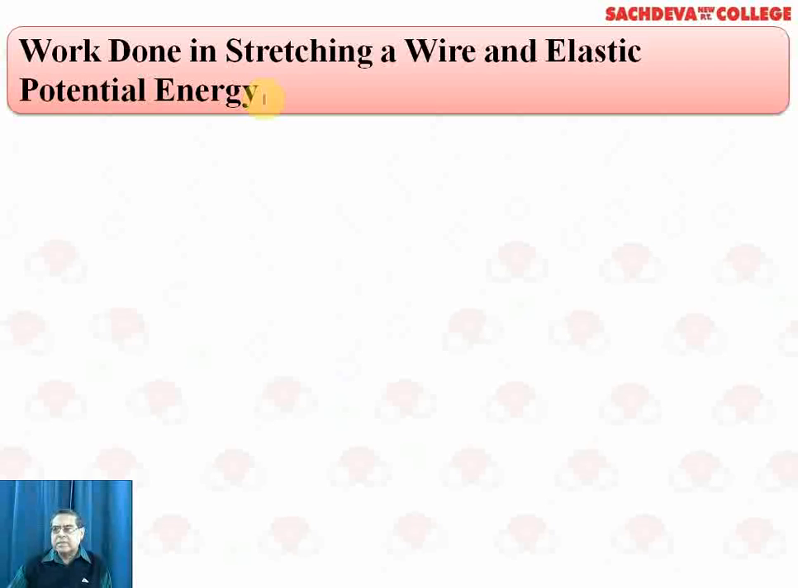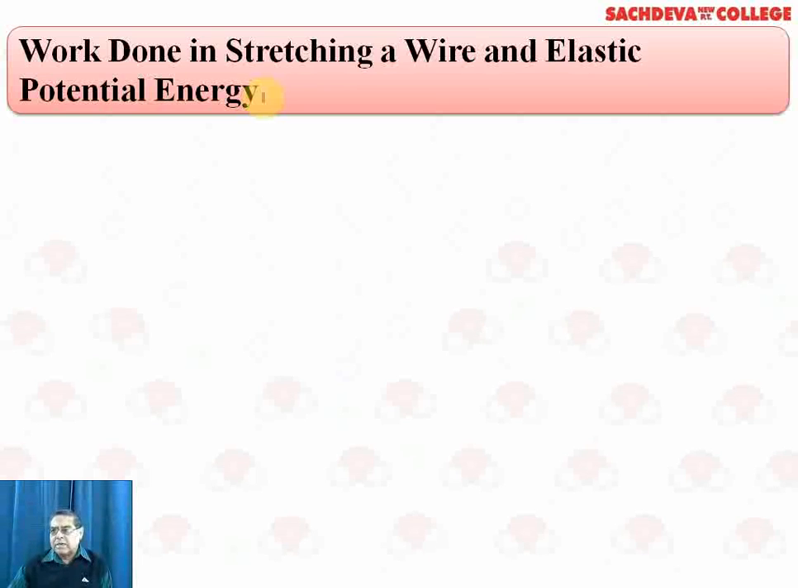So work done is force multiplied by distance. Force will be the weight suspended on the wire, that is mg, and the length will be taken as dl, or change in length will be small l, and the elastic potential energy, that is, potential energy within the elastic limits.